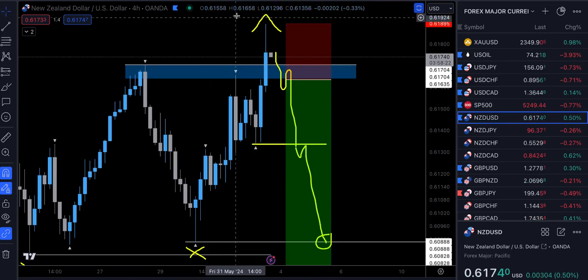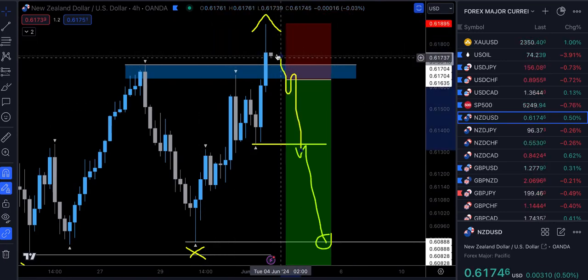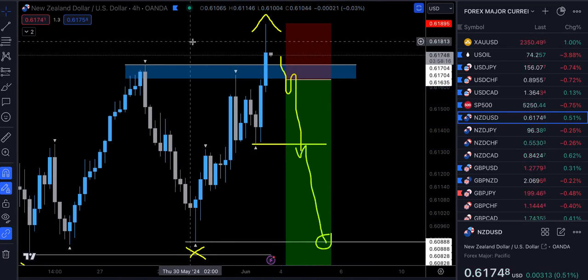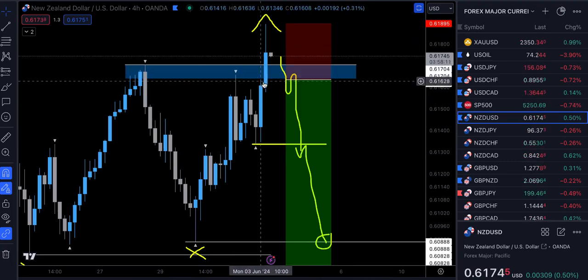Okay, so we've run this. This is the sort of sell setup that I'm going to be looking at taking if it does present itself on NZD USD. So look for a reclaim of 0.61600.